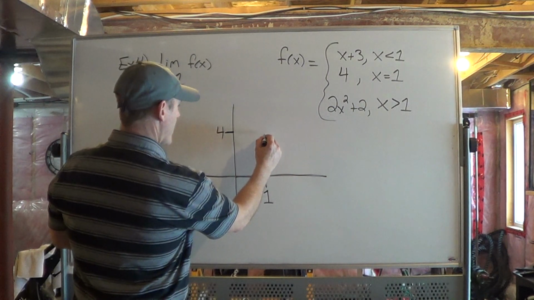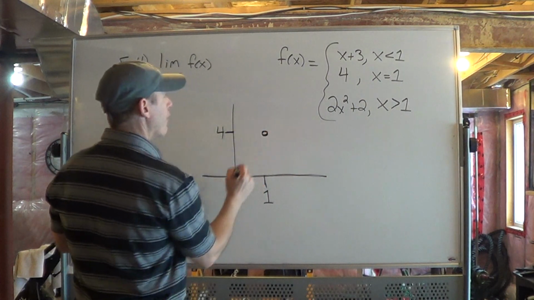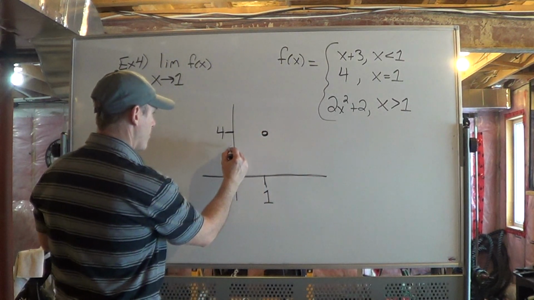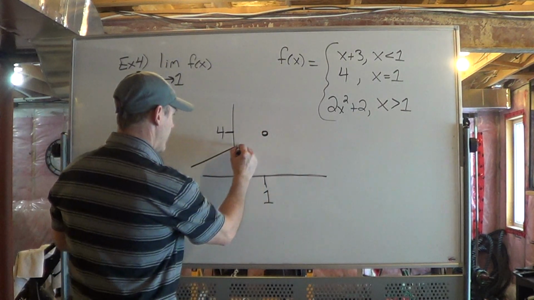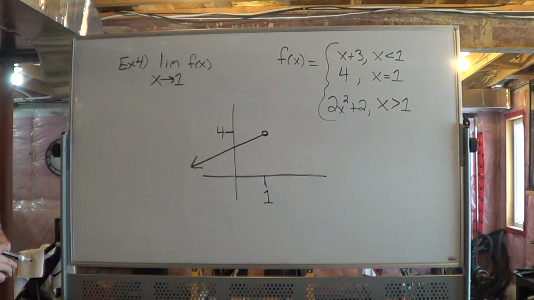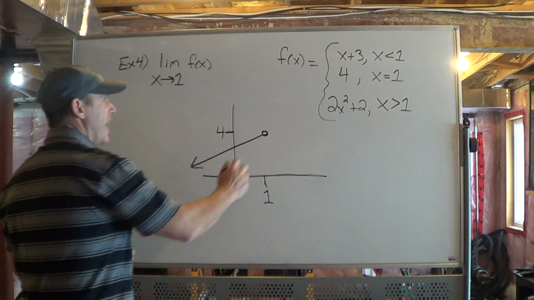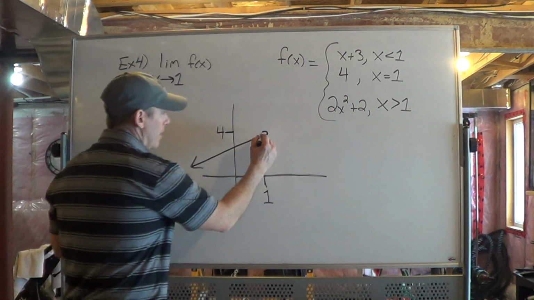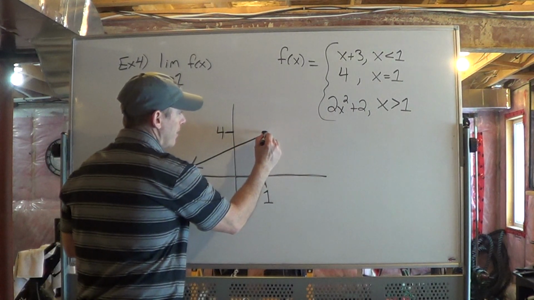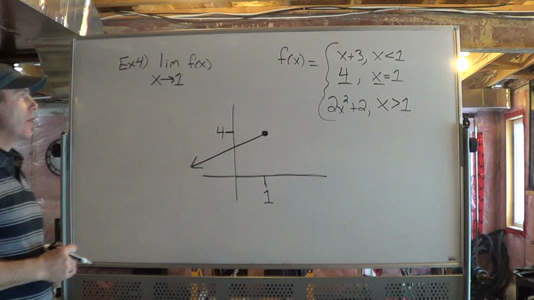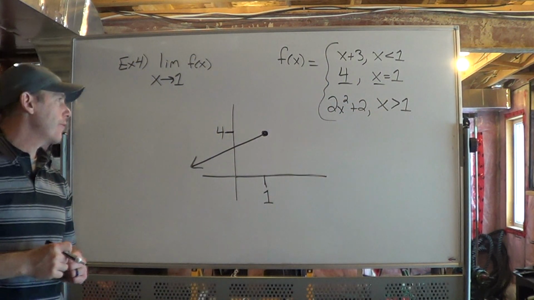And again, it is a linear equation, what happens if I put a 0 in there? I'd get 3, so it'd be down here somewhere. So it's going to be a linear equation. There we go. For x equals 1, we actually have 4. So that's a point. And so what happens is I'm going to fill in this point because of this right here. Because when x equals 1, well, the value is 4.